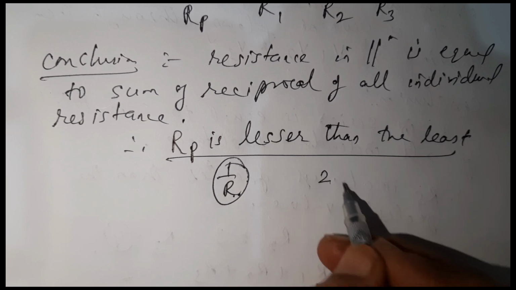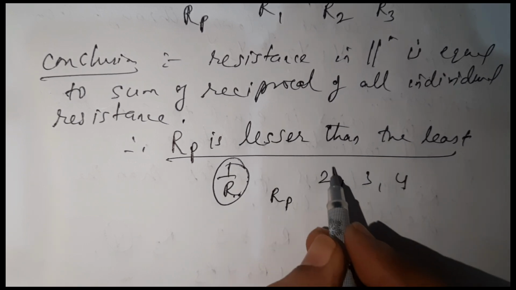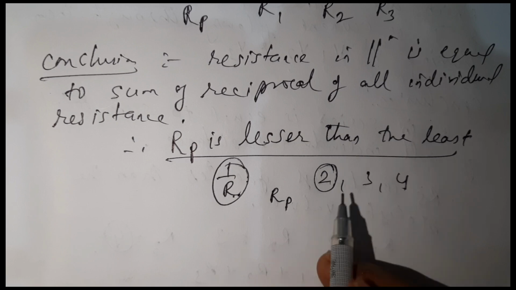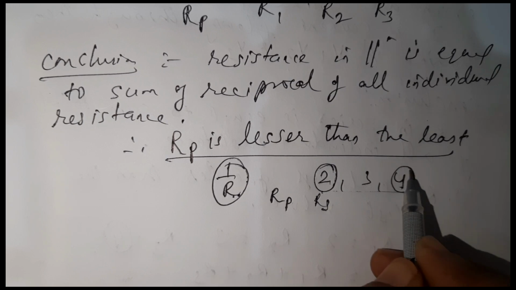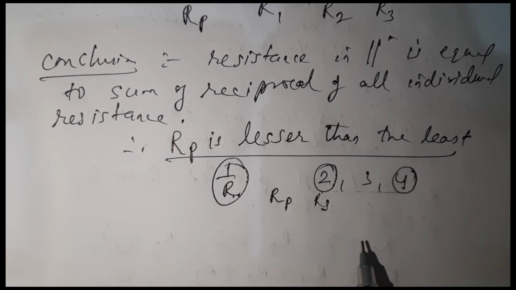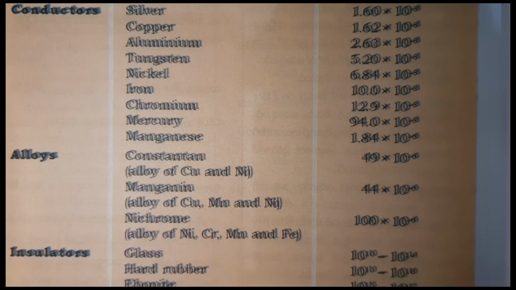As in the example of 2, 3 and 4, the resistance in parallel will be less than 2. When we find parallel, it will be lesser than the least, and when we find series, it will be greater than the greatest. So these are the two topics. From your textbook, you need to read about the table, like which one will have more resistance and which will have the least resistance.